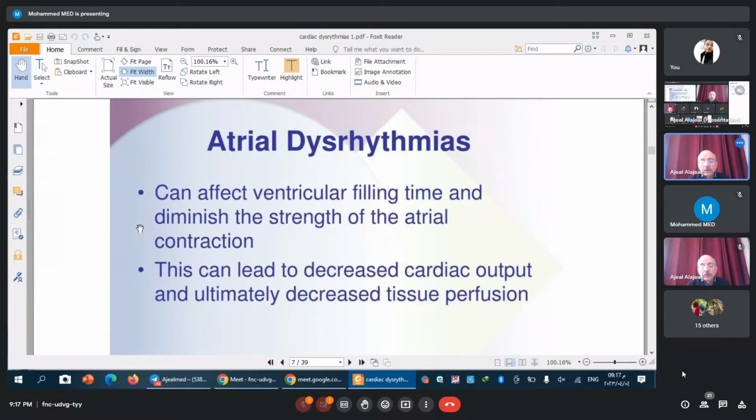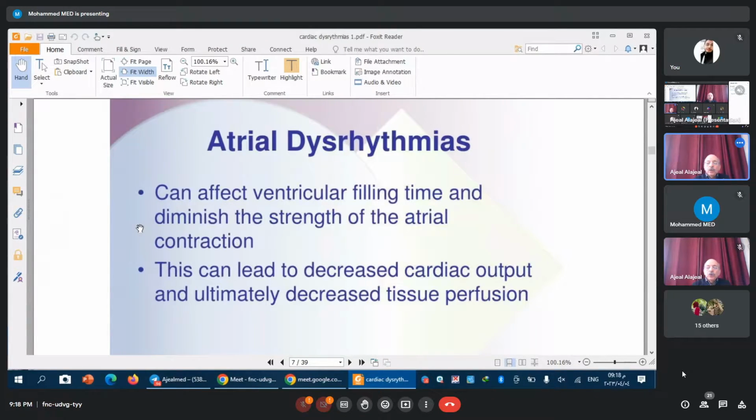As I said earlier, the heart works like this. These are atria, these are ventricles. The atria, after getting filled from the superior vena cava and inferior vena cava, contract to pump blood into the ventricle. At this time the AV valves are open. When the ventricle is filled and the atrial contraction is complete, the AV valves will close and ventricular contraction will start. This is systole, and the blood will be pumped from the right ventricle to the lung and from the left ventricle to the peripheral circulation.